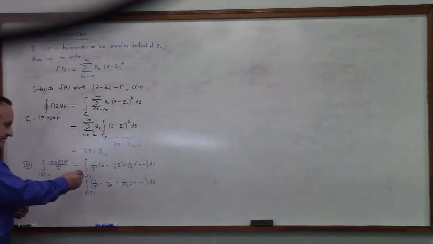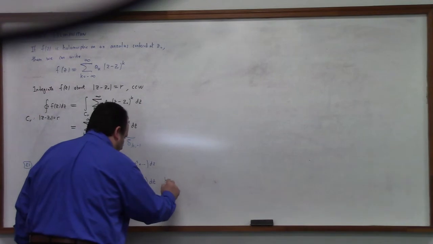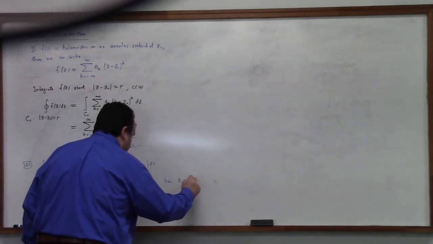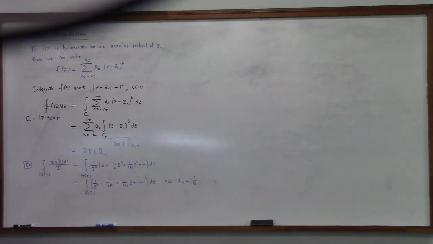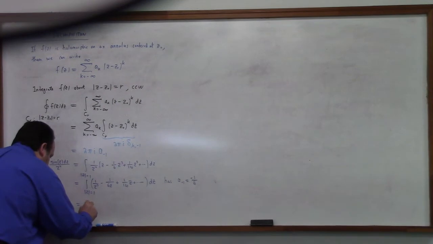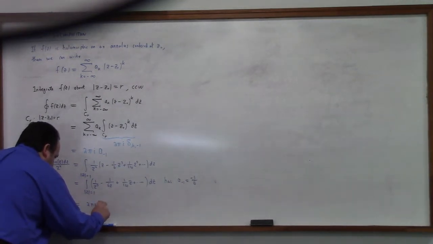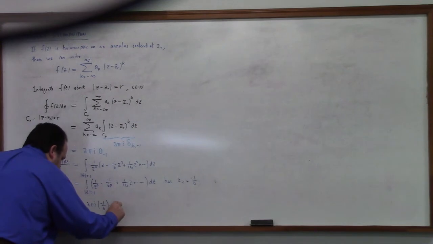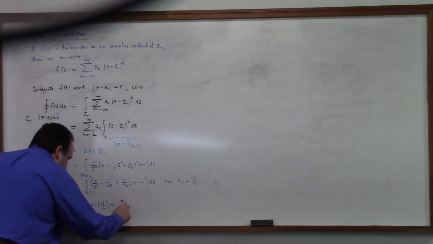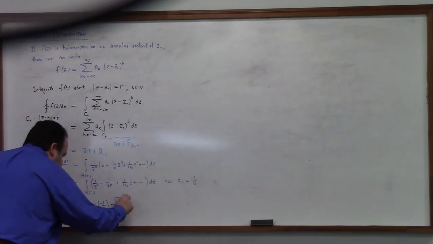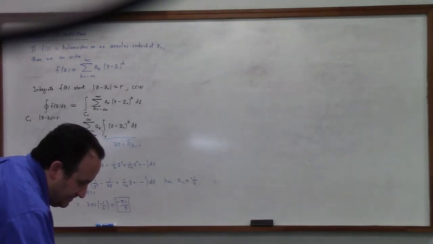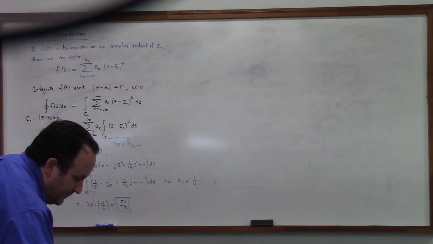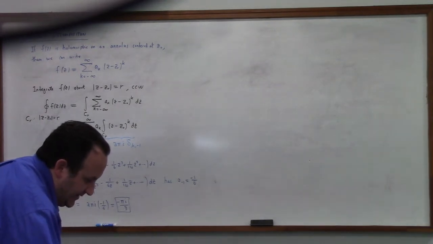But anyway, here, what is a sub minus 1? It's equal to minus 1/6. That's the coefficient of the 1 over z term. And so the answer is 2 pi i times minus 1/6, or if you like, minus pi i over 3. It's a really nice result, isn't it? I did a more complicated example in the notes.